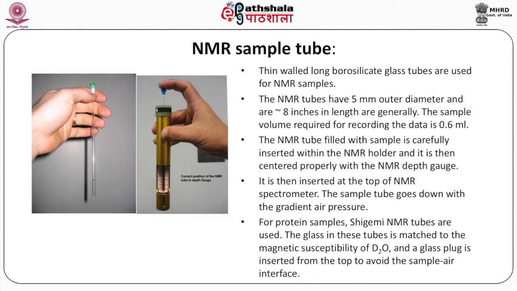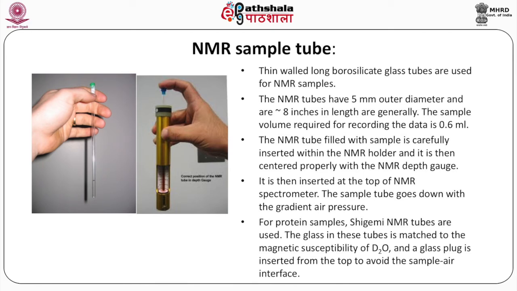The NMR tube filled with sample is carefully inserted within the NMR holder as shown in the figure on the right, and it is then centered properly with the NMR depth gauge. This depth gauge has a line which marks the center, and the NMR sample has to be centered along this line. It is then inserted at the top of the NMR spectrometer.